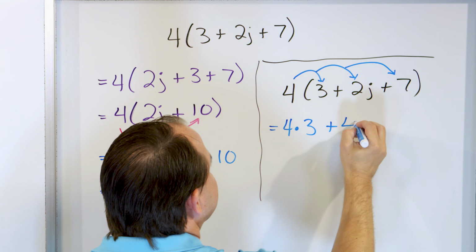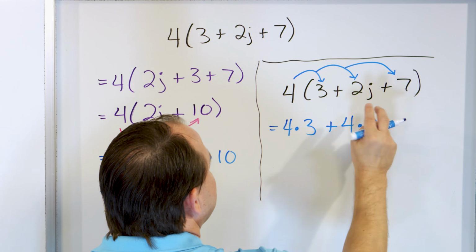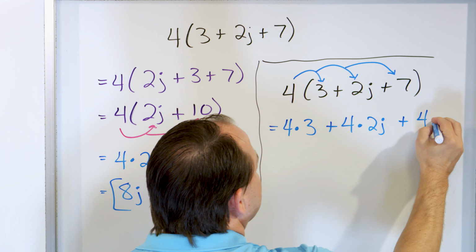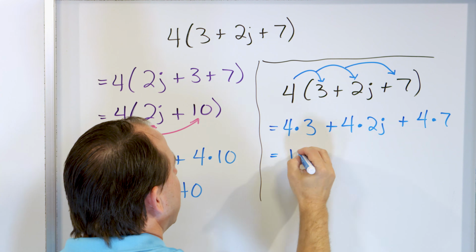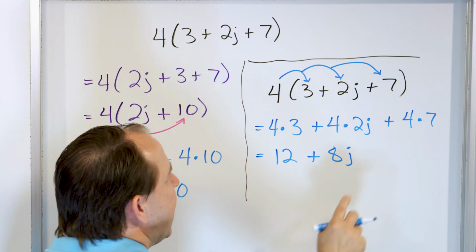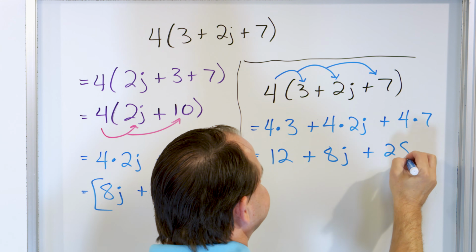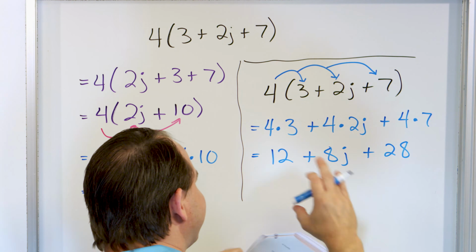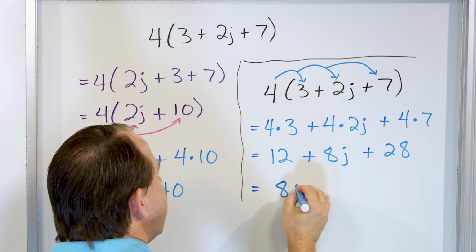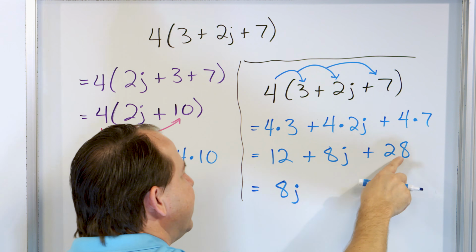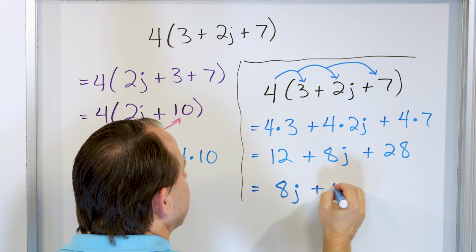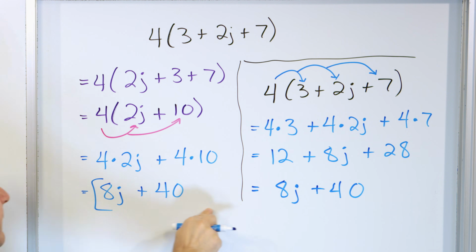4 times 2j from here. Plus sign comes from here. I have a 4 times a 7. Right? So let's continue. 4 times 3 is 12. 4 times 2 is 8, but I have a j, so it's 8j. And then 4 times 7 is 28. All right? Now I can rearrange the terms if you'd like, but let's just do this. The 8j will come first. And then what is 28 plus 12? Well, if I start with 28 and I go up 12 more, that'll be 38 and then 39, 40. Look at what I have. It's exactly the same answer as before.